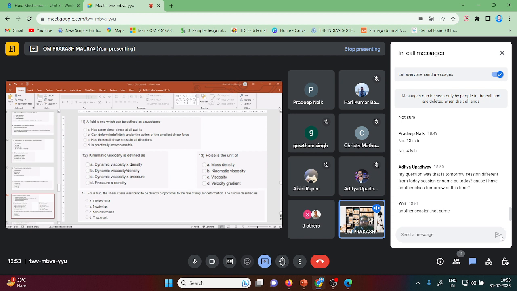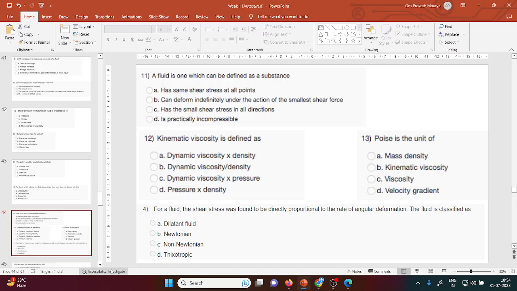So for that, option D is correct. That is thixotropic. This type of fluid follows this relationship and is known as thixotropic. Now moving on to the next slide.